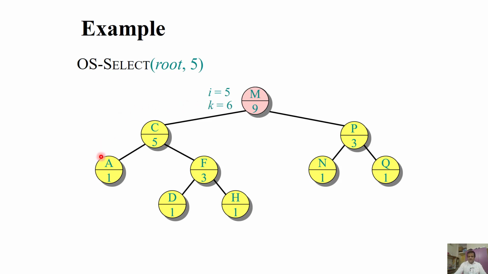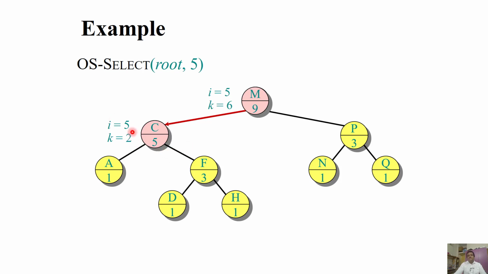Then we go here. We have to search for the 5th smallest element in this subtree rooted at this C. So we call OS select again on the subtree rooted at this. In this new select call, we have the same i equal to 5, and now what is the rank of this node? The size of the left is 1, so 1 plus 1 is 2. The rank of this node is 2 in this subtree, in this subarray, if you remember.